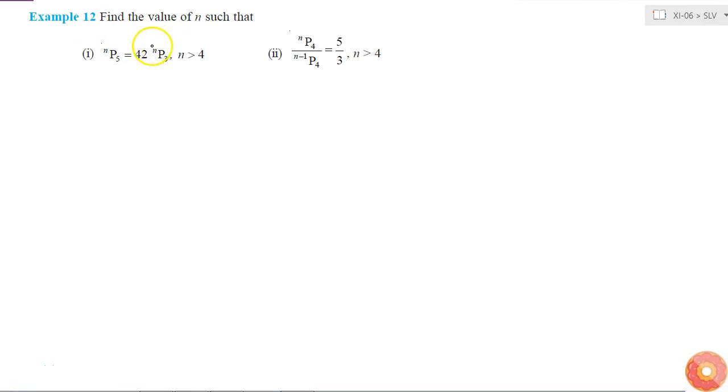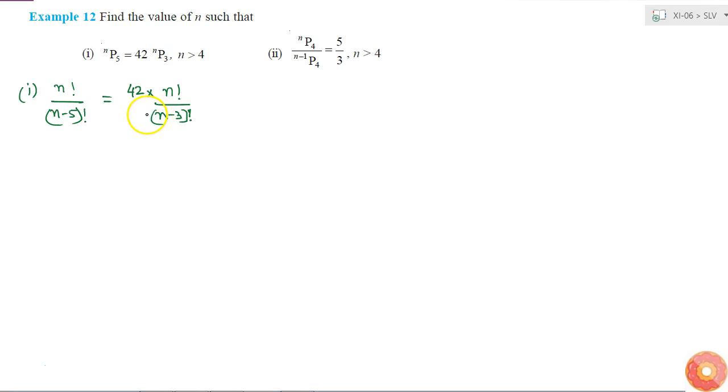Okay, here I have to find the value of n. If you look at the first part, it is given nP5 is equal to 42 into nP3. So what is the expansion of nP5? It is n factorial by (n minus 5) factorial, right? This is equal to 42 into n factorial by (n minus 3) factorial, right?